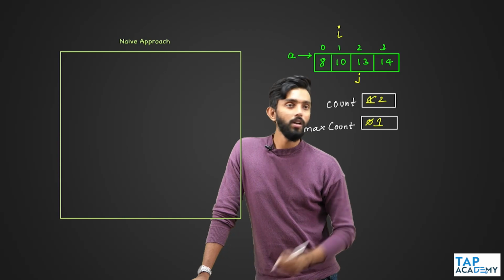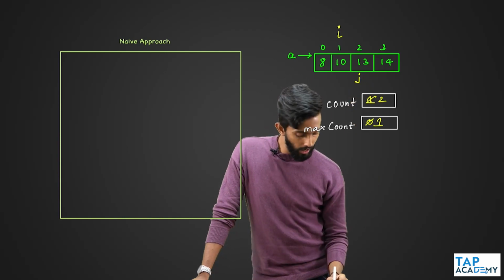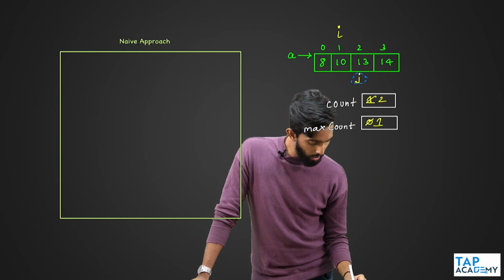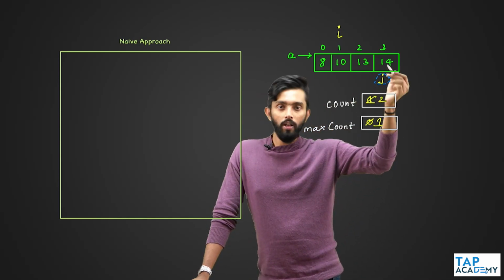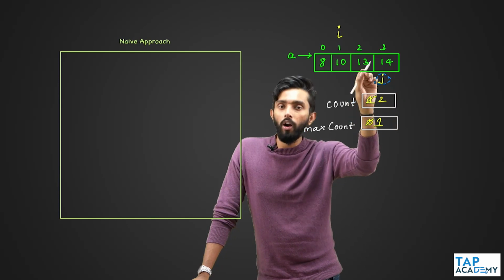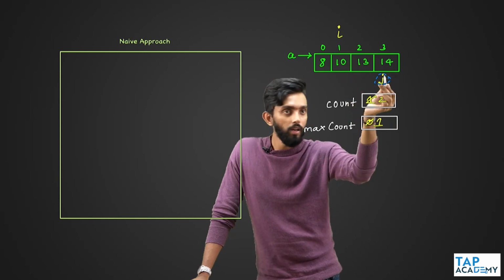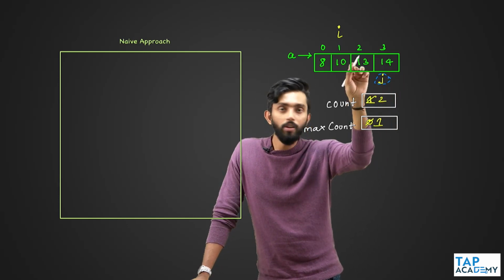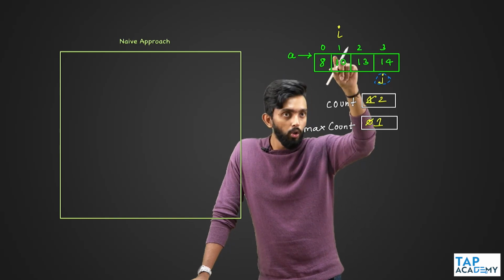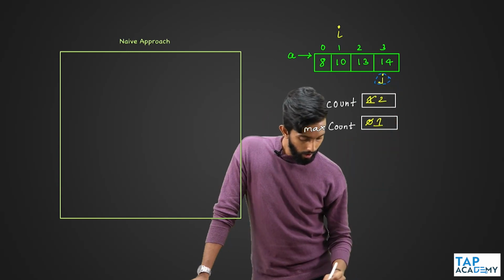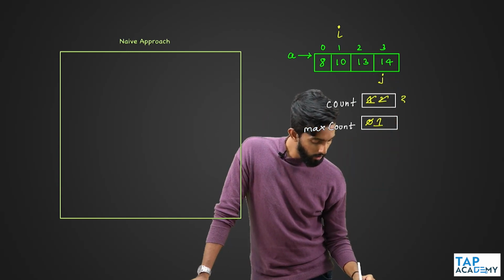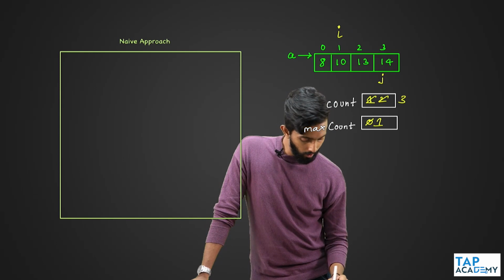Sir, then what happens, sir? Then j moves forward. If j moves forward, again I will check. Is j even or odd? Even. Is j minus 1 odd? If j is even, it has to be odd. Yes, j is even, j minus 1 is odd. If j minus 1 is odd, don't you think the length of my subarray has to increase? And that is what I will do. I will increment the value of count. It becomes 3.